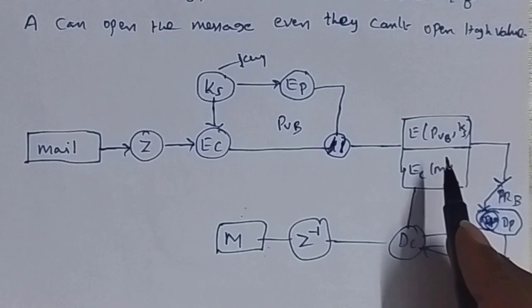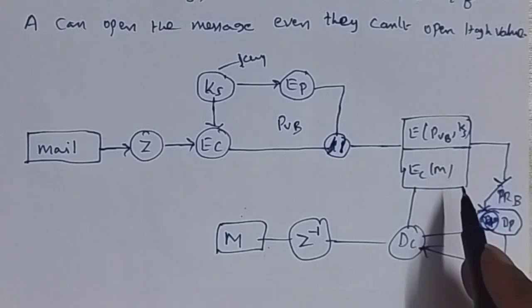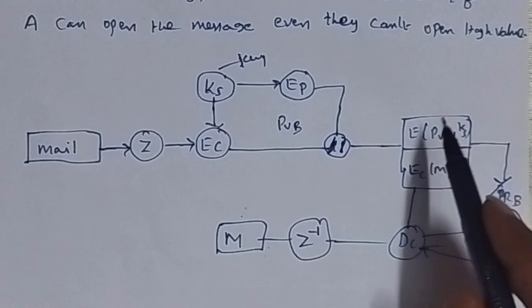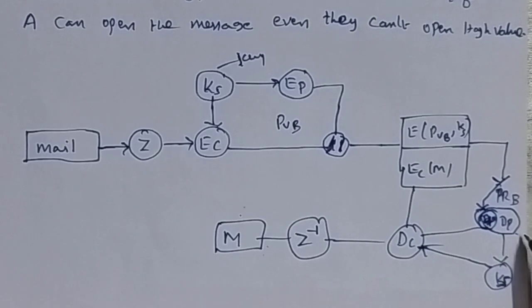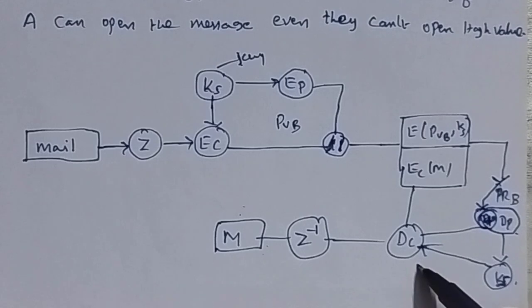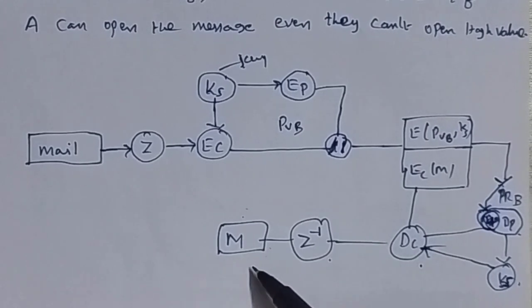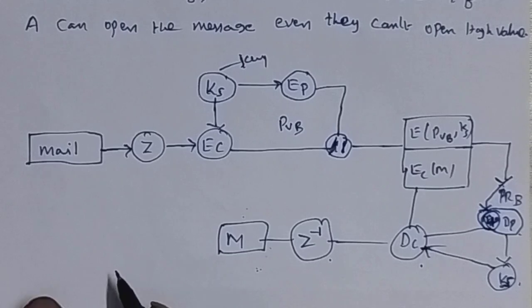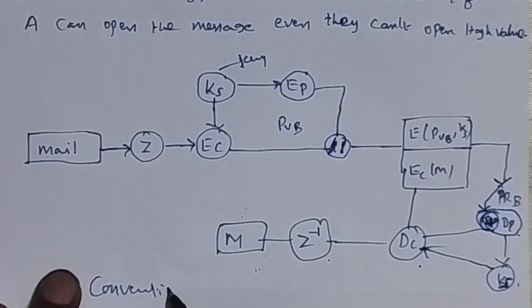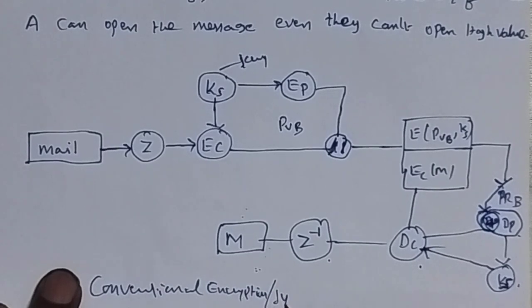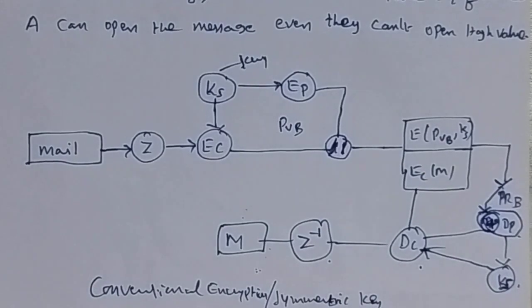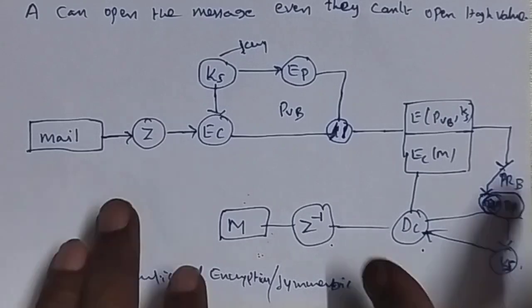After that, we are applying encryption with the public key on KS, together with the message. Both the message and the key are encrypted, and with the private key of B we are performing decryption. With the help of the secret key we decode that, and with unzip again we get the message. Okay, this is the conventional encryption, or symmetric key encryption.